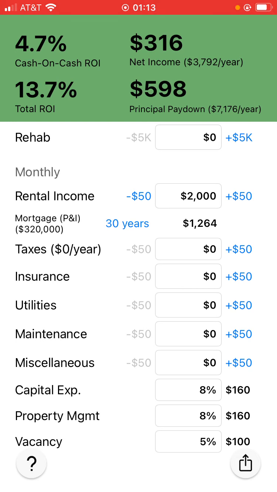Today we're going to be talking about the rental property calculator. If you're an investor, or even a homeowner, but mostly for investors, you want to know your cash on cash return on investment, or your total return on investment, ROI. This is a pretty good calculator for that.